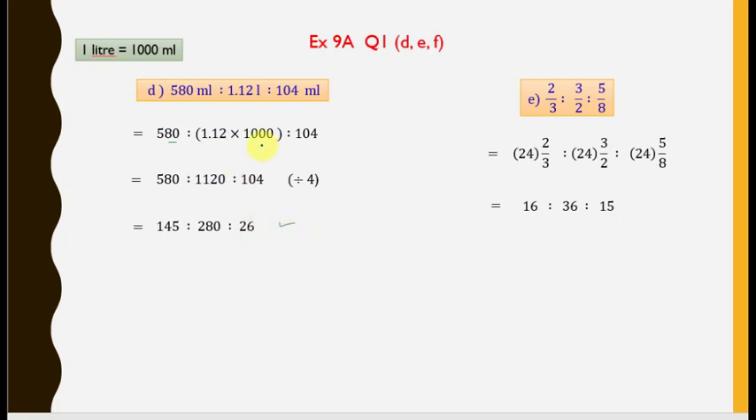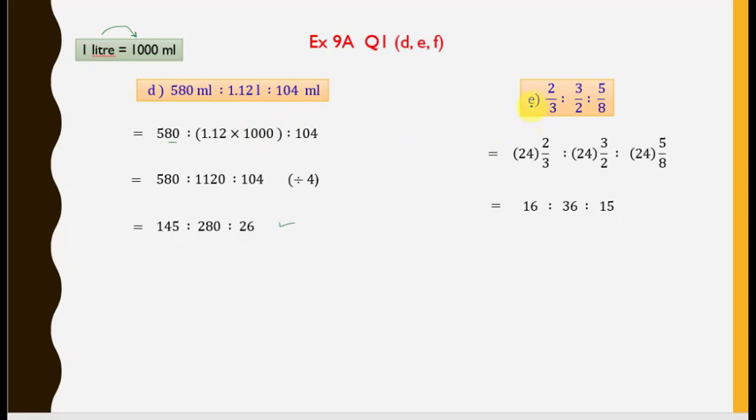Why have we multiplied by 1000? Because as I told you earlier, when you convert a bigger unit to a smaller unit, you multiply. As 1 liter has 1000 units of milliliters, or 1000 milliliters make 1 liter, so it is a big unit, and when you convert a liter into milliliters, you will multiply.